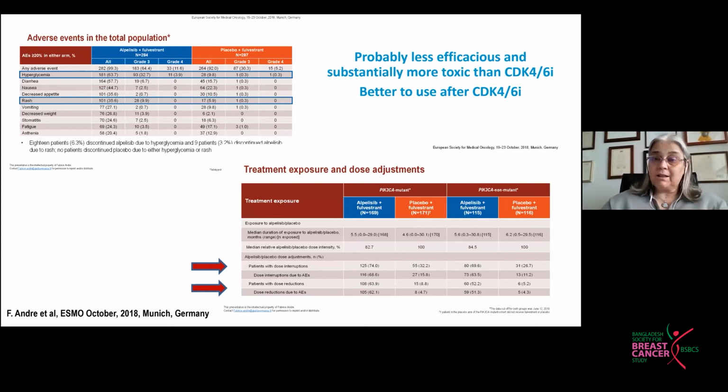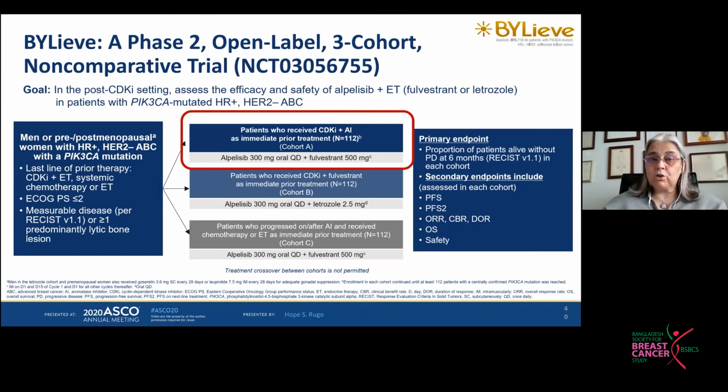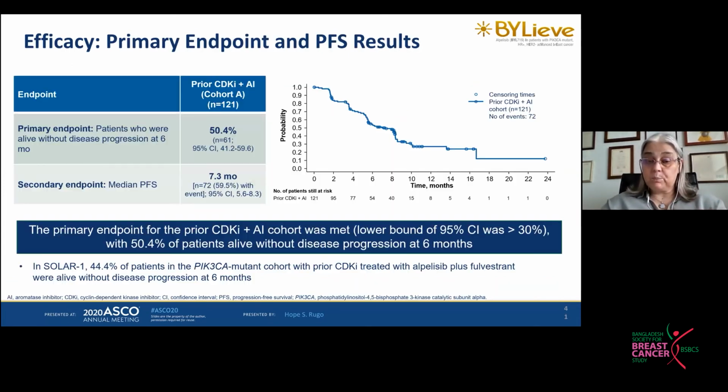So can we use it after a CDK4/6? We have a phase 2 trial that has looked into that. Can we retain the efficacy of Alpelisib after a CDK4/6? And also in premenopausal women, pre and post. So here, although it's non-randomized, we just wanted to see if it retains its efficacy. And you can see that both the response rate and the median PFS are similar to the SOLAR-1 trial, saying that it does retain its efficacy after a CDK4/6.